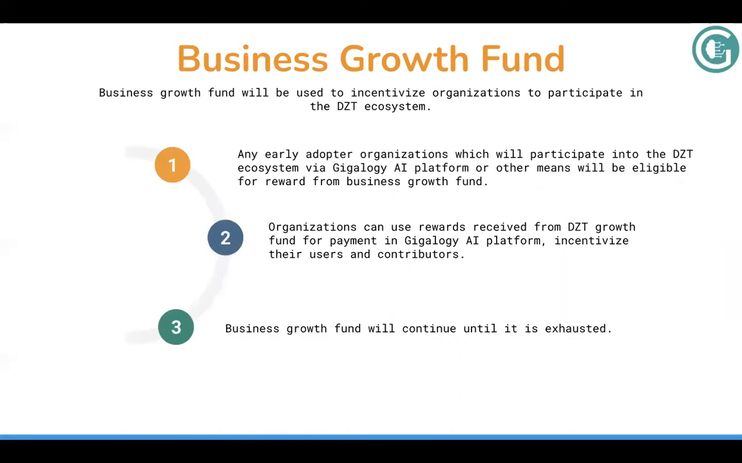Business growth fund. So this one is for organizations to participate in the DZT token ecosystem. Any early adopter organizations, whatever medium it is, that participate in the DZT token ecosystem will be rewarded with it. And they can use this reward to send personalized offers to their end users, increase their user engagement, or get the benefit of the DZT token ecosystem. The business growth fund will also continue until it is exhausted.